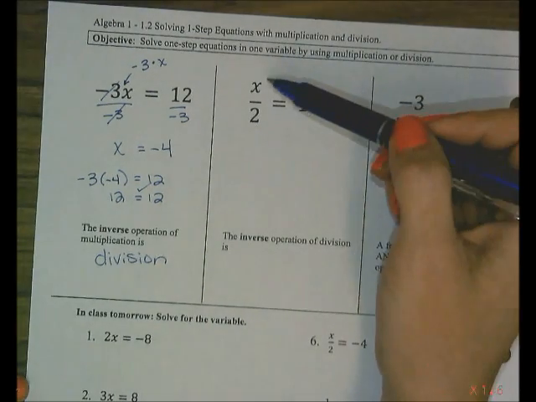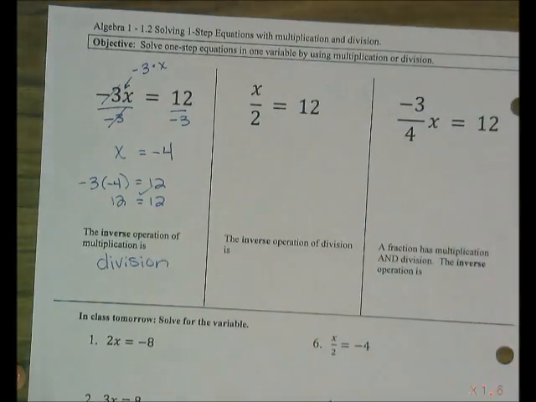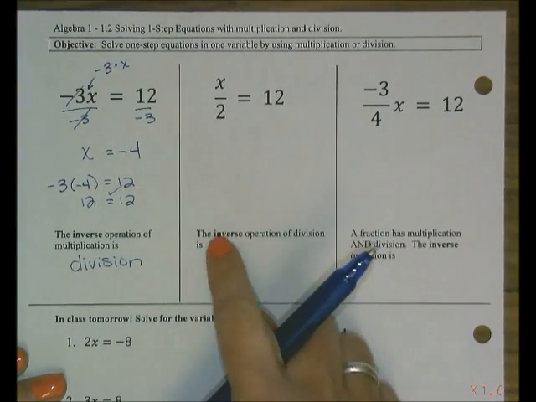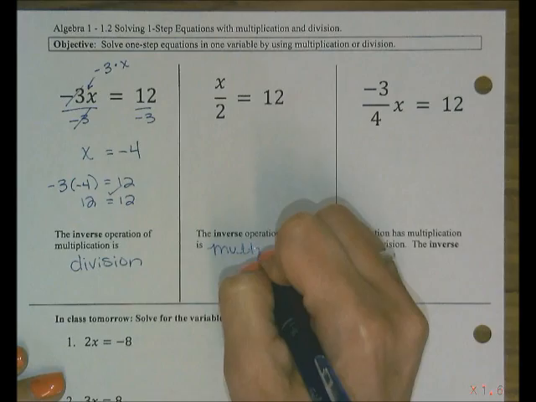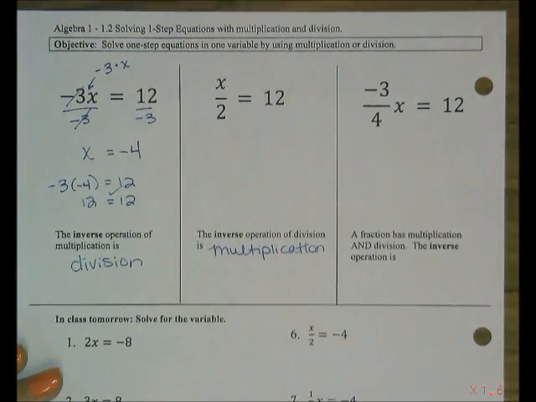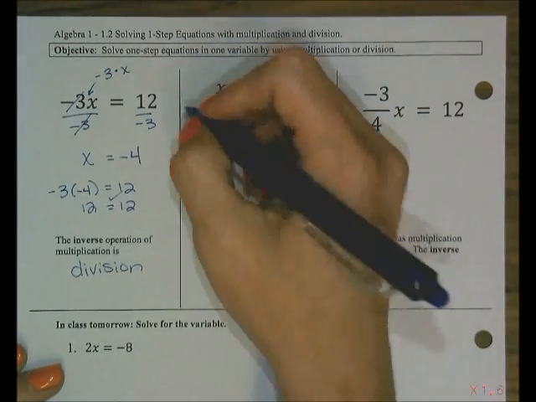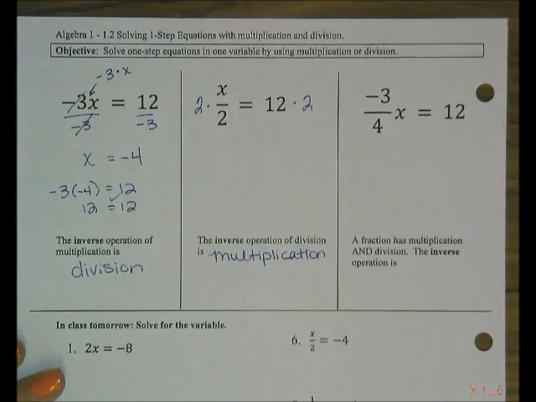My next problem, I have x divided by 2. Remember, the fraction of x over 2 is just division of x by 2. The inverse operation of division is, you guessed it, multiplication. So how am I going to get rid of this division by 2? I'm going to multiply both sides of the equation by the number 2.